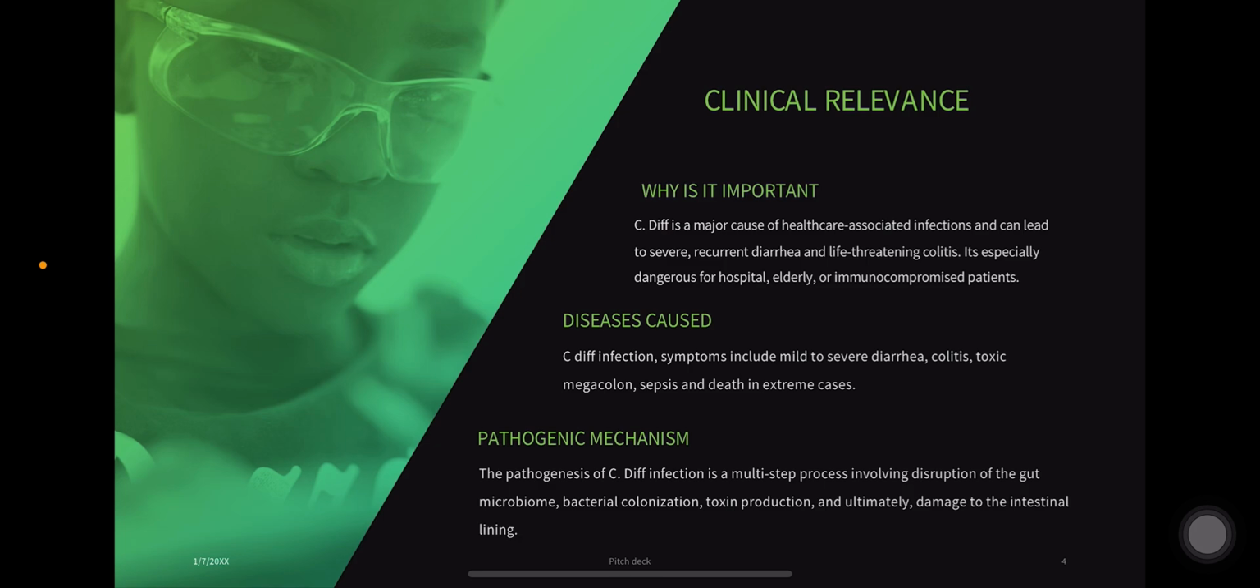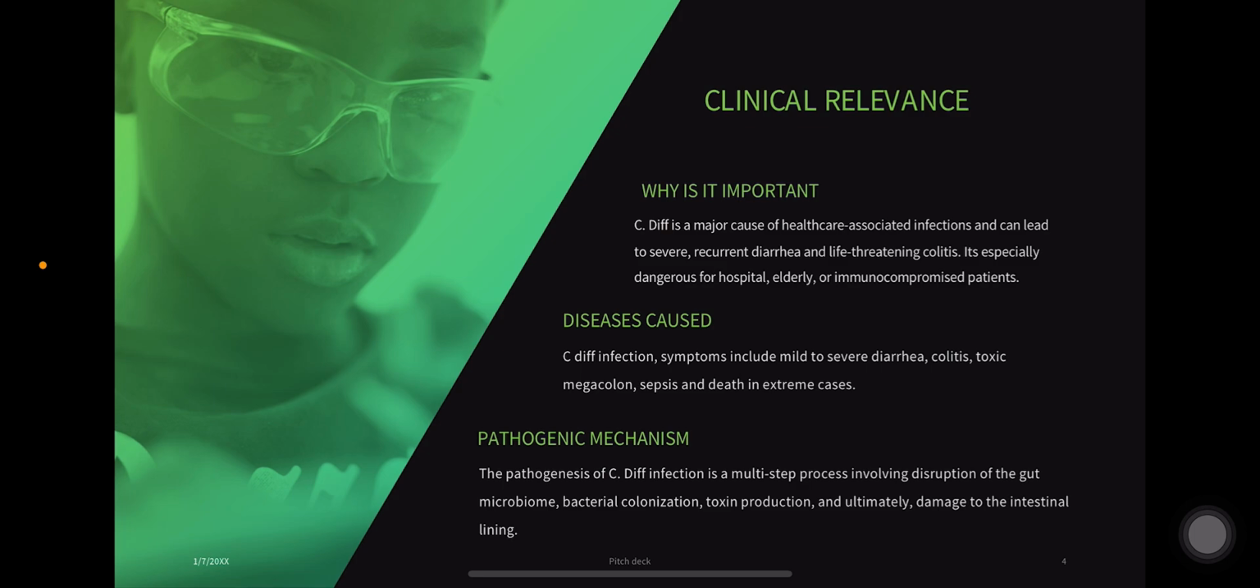So in terms of clinical relevance, why it's important, C. diff is a major cause of healthcare-associated infections and can lead to severe, recurrent diarrhea and life-threatening colitis. It's especially dangerous for hospitalized, elderly, and immunocompromised patients. Diseases caused, it's the C. diff infection. Symptoms include mild to severe diarrhea, colitis, toxic megacolon, sepsis, and death in extreme cases.